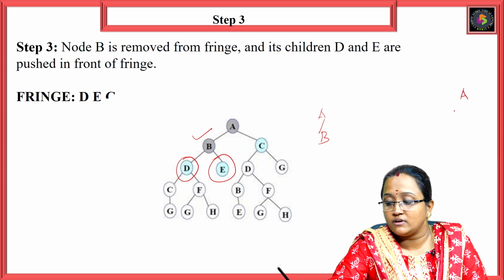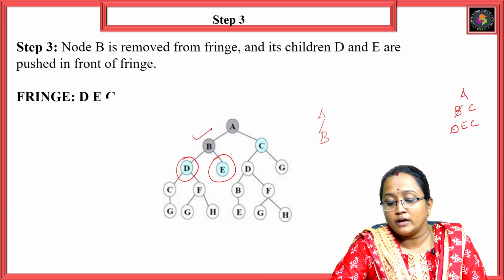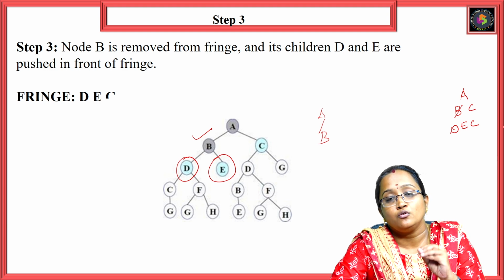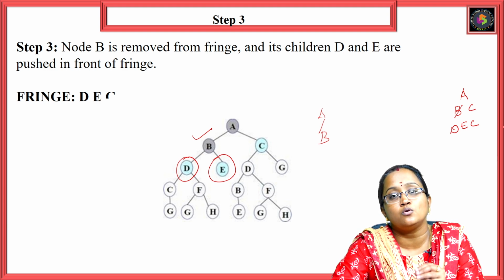Then we have moved from B to B and C. Instead of B, what have we taken? We have taken D, E, C. So this is the procedure. Don't forget that at each and every step you have to check whether we have reached a goal state or not.